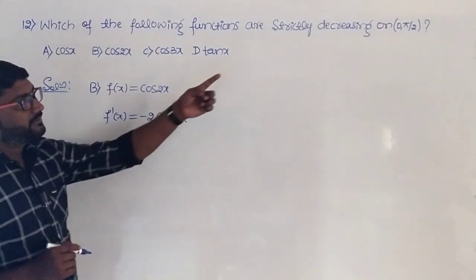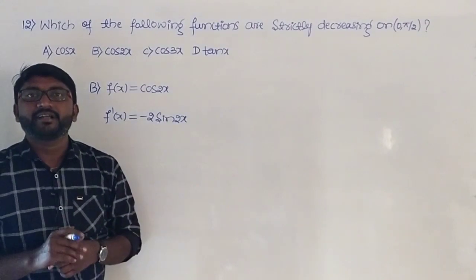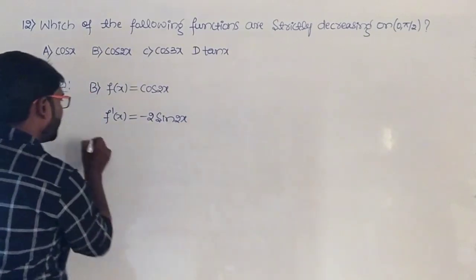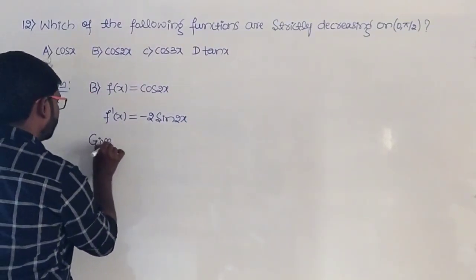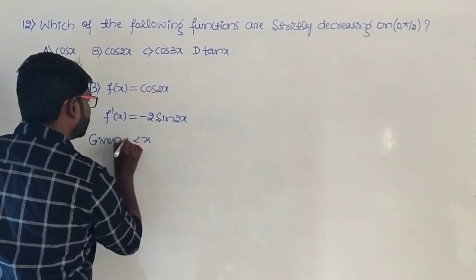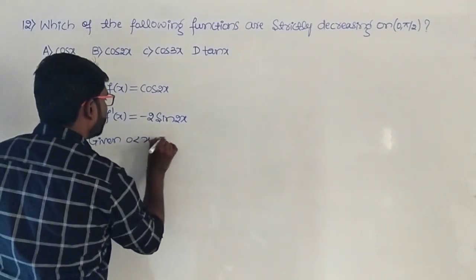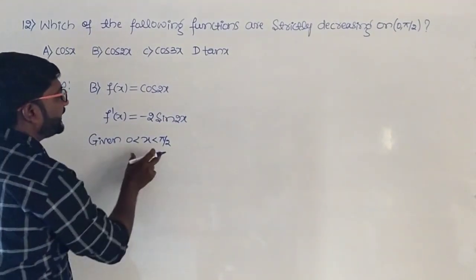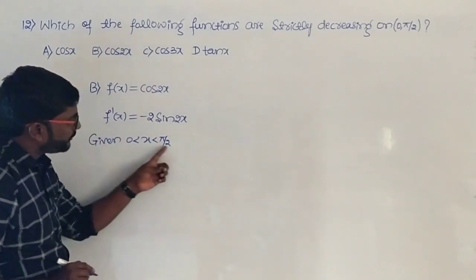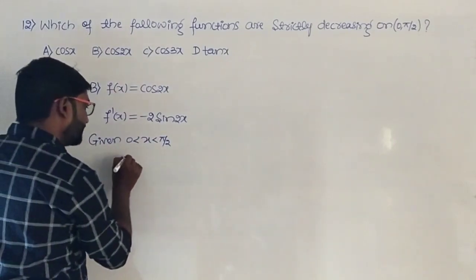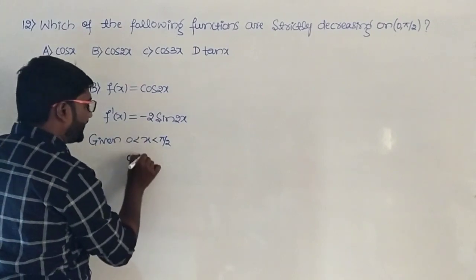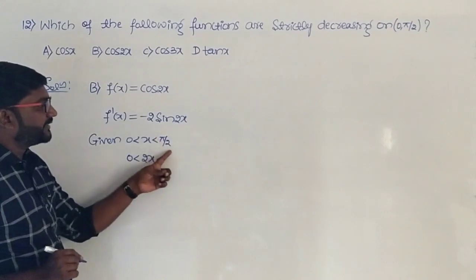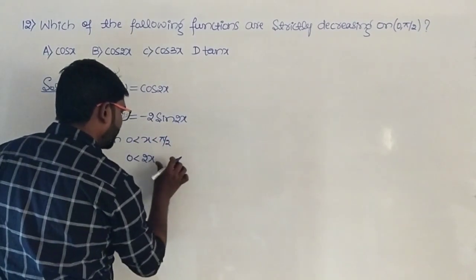So what is the condition for x? The given open interval 0 comma pi by 2 is the condition for x, but here we have 2x. See here, given x greater than 0 and less than pi by 2, open interval meaning x has to be greater than 0 and less than pi by 2. Now we need the interval for 2x. So each term we have to multiply by 2. 2 into 0 is 0, then less than 2 into x, which is 2x, then less than 2 into pi by 2. The 2 gets cancelled, you get only pi. So it is pi.